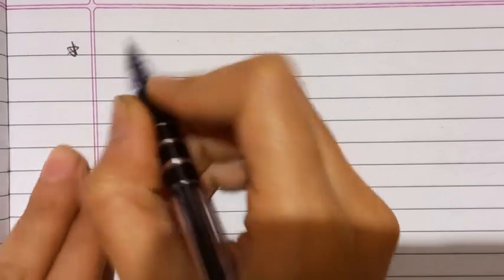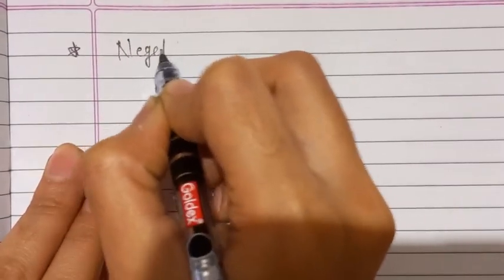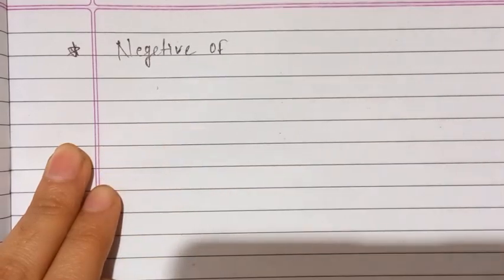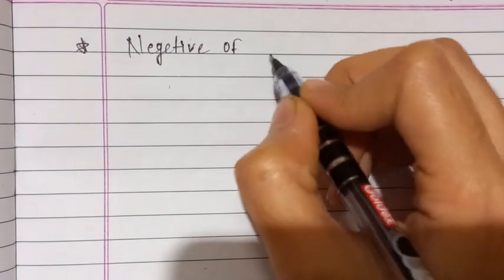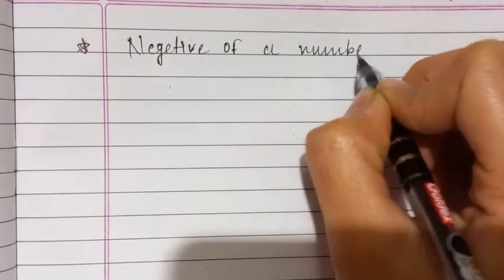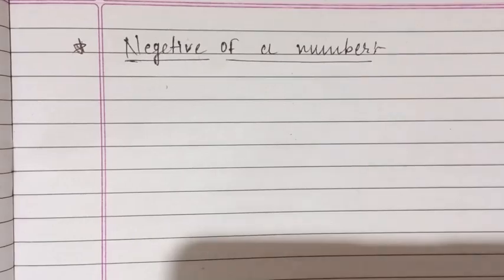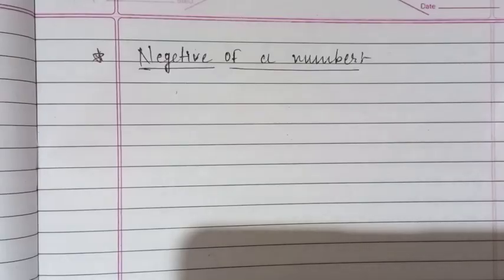In the previous video we saw the role of 0 and the role of 1. In today's video we will see the negative of a number and the reciprocal of a number. First we see the negative of a number. What is the negative of a number?